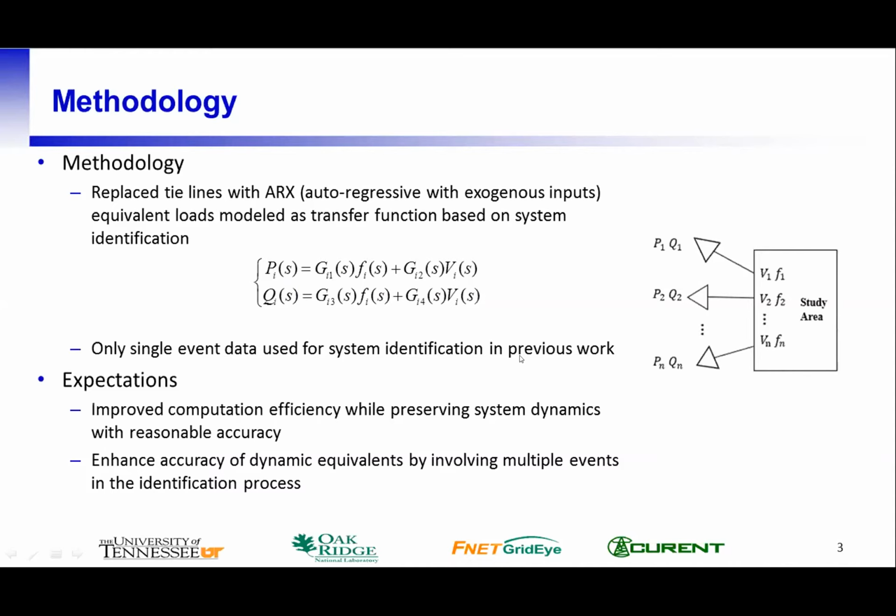In our previous work, the parameters of the transfer function model were evaluated using simulation data from a single generation trip event, called the training event in our work. The derived dynamic equivalent shows good accuracy when the reduced model is simulated under the same contingency as the training event. However, the robustness of the identified equivalent is questioned when the reduced model is tested under another contingency that is much different from the training event.